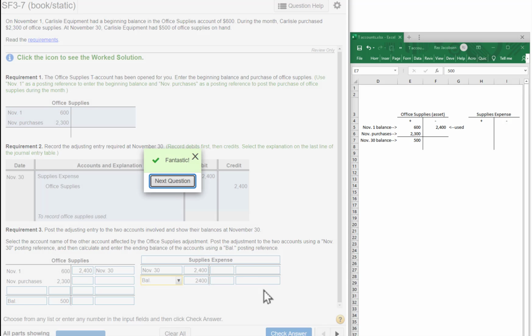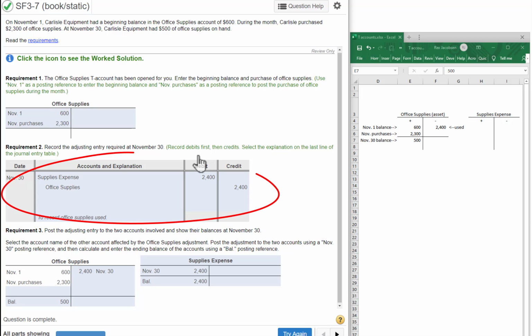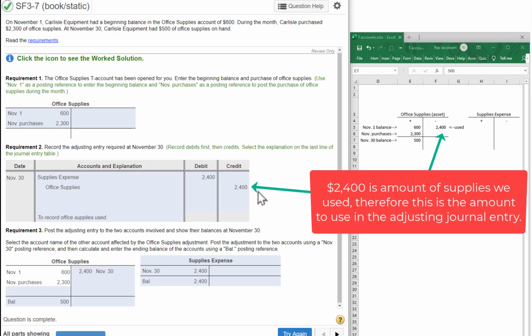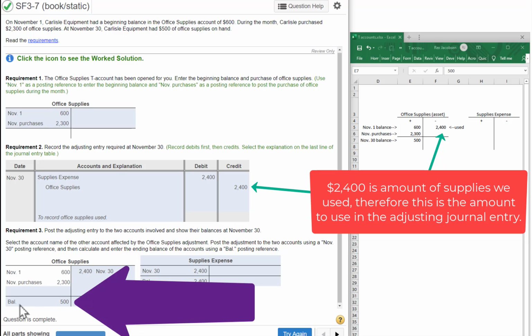There we go. And that's how you do the adjusting entry for office supplies. Remember, it's the amount of office supplies used that goes in the adjusting entry, because we need to do that to get to this proper balance at the end of the accounting period.